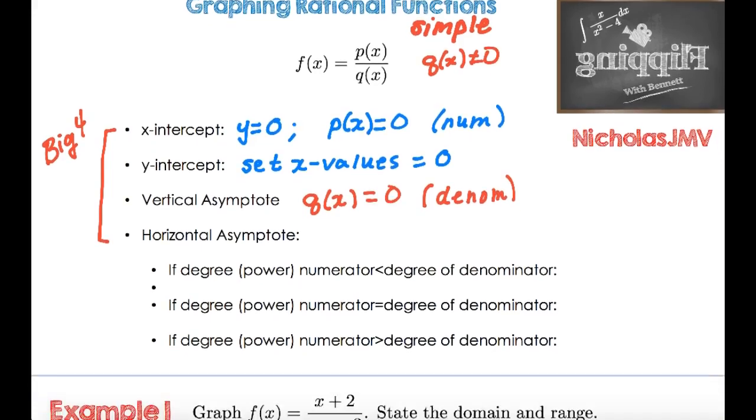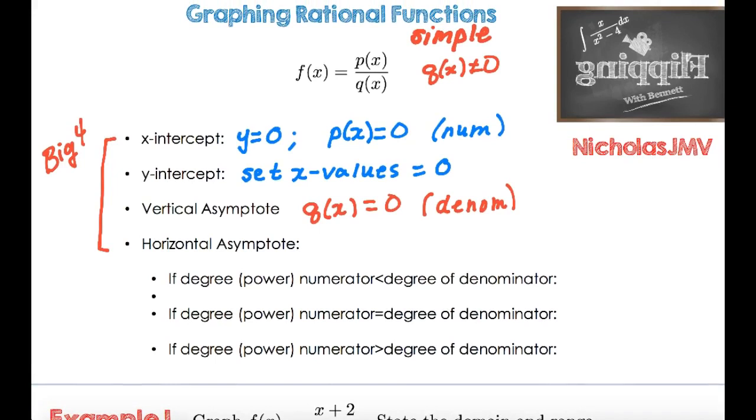Now that is found three ways. If the degree of your numerator is smaller, meaning the degree of your denominator is larger, your horizontal asymptote is y equals 0. If they have the same power, you're going to divide the leading coefficients, and we'll talk about that later. If the degree of the numerator is greater than the degree of the denominator, there is none. We also have something called a slant asymptote, but for our class, we're not going to talk about that. But there is what's called a slant asymptote.